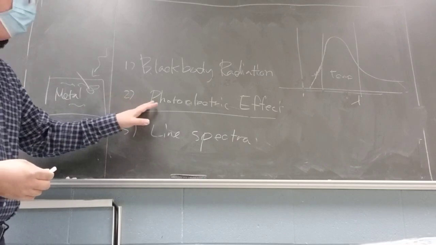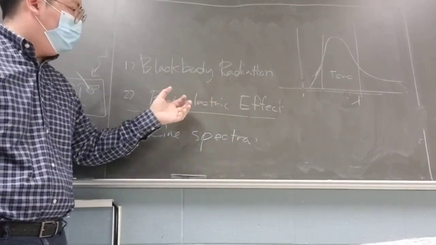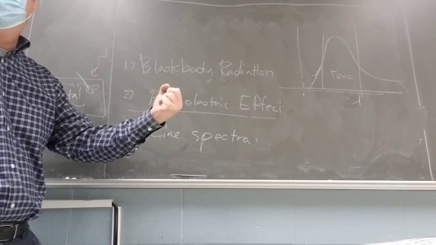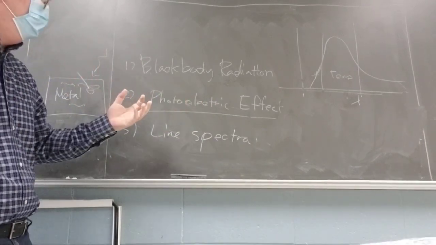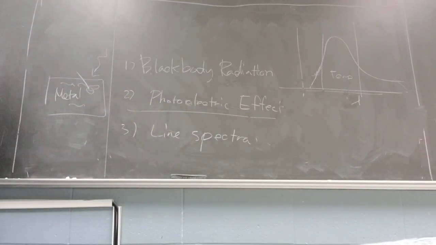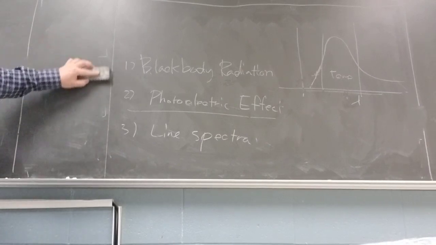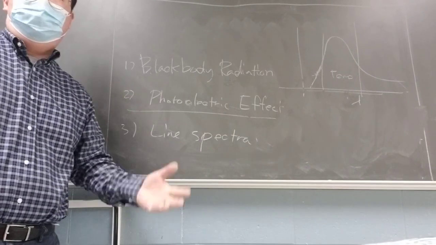We call this photo. Photo means photon, which later we're going to discuss as a light particle. Well, it's not really a particle, but photoelectric effect is what it is. So this is also a good example of when light doesn't behave like a wave.